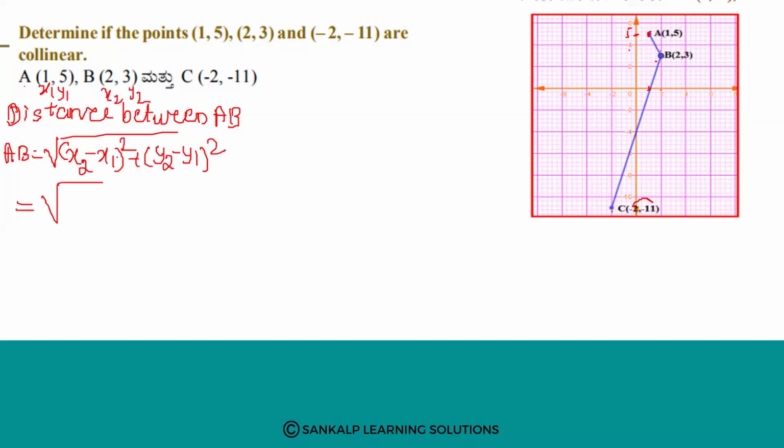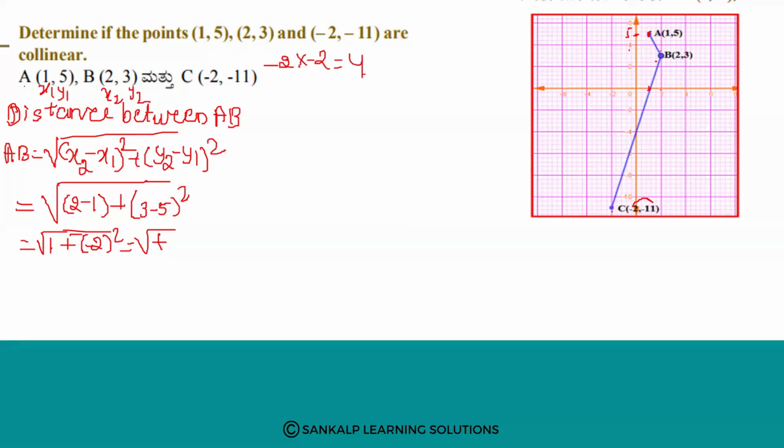Now tell me the value of x2. x2 is 2, x1 is 1, y2 value is 3 and y1 value is 5. 2 minus 1 is 1, plus 3 minus 5 is minus 2, whole square. 1 square is 1 only, plus (minus 2) whole square. Minus 2 into minus 2, you will get 4 only. 1 plus 4, you will get root 5.